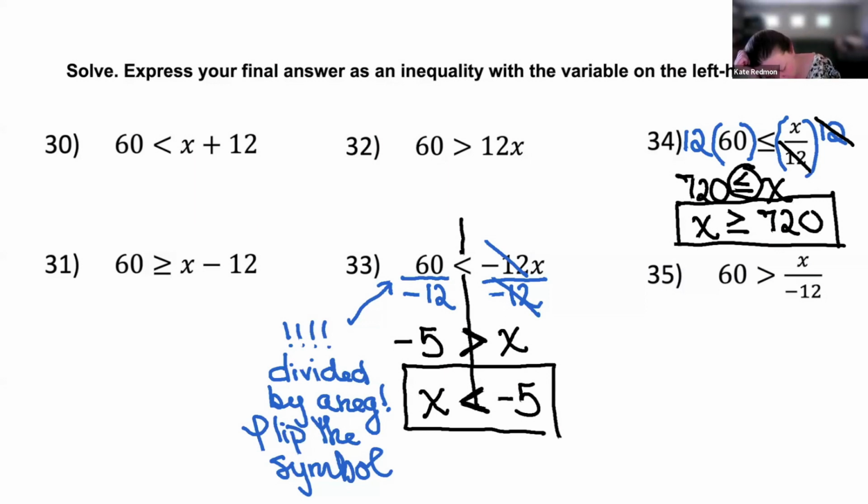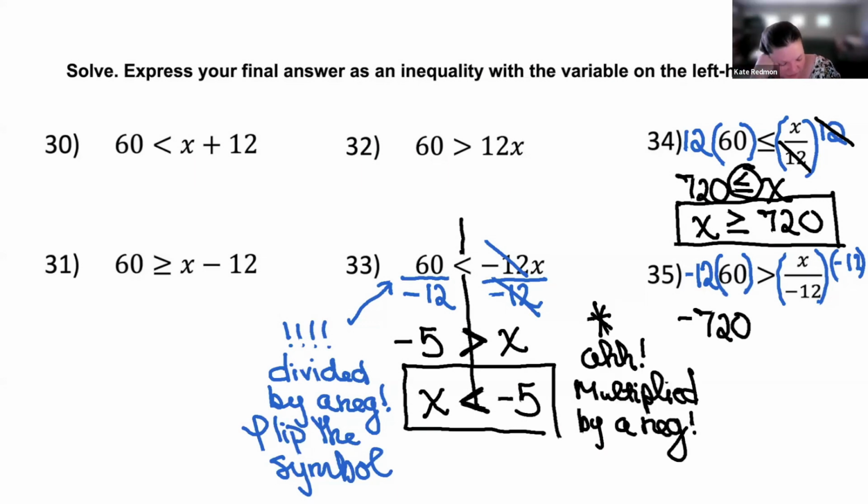35. 60 is greater than X divided by -12. Again, I don't want this X being divided by -12, so I'll get rid of it by multiplying by the same number, -12. I can do whatever I want as long as I do it to both sides. And also, if I know the consequences. -12 times 60 is -720. I multiplied by a negative. If you multiply or divide by a negative, you negate the inequality. You change the signs of both sides. You just put the big number where the small number was and the small number where the big number was. Make sure you flip your inequality symbol.